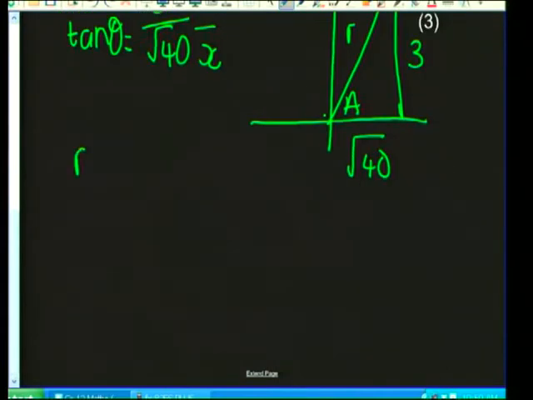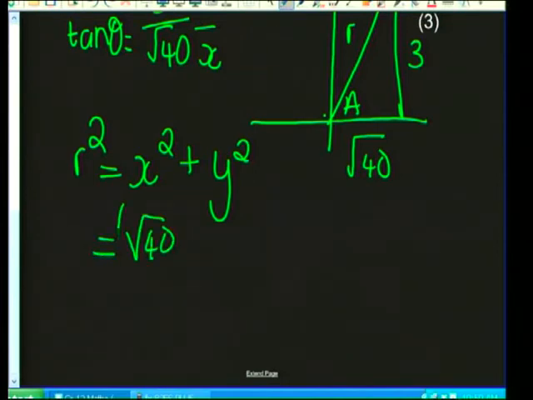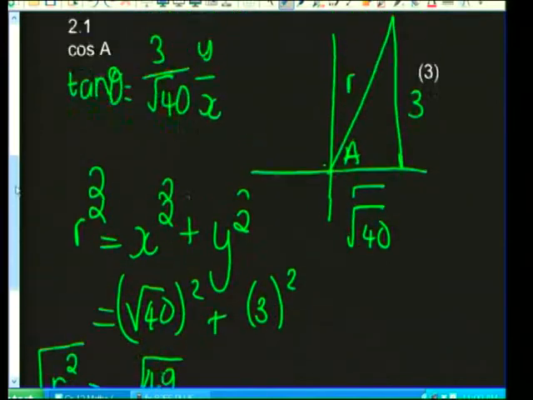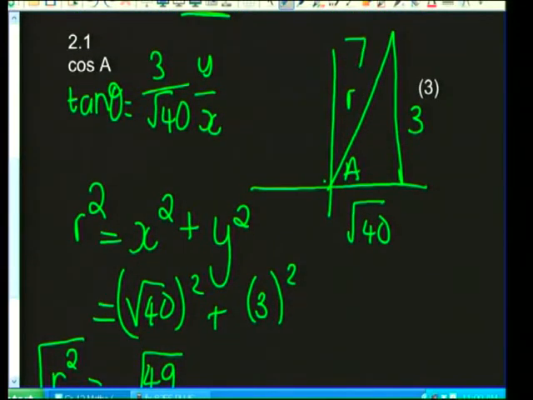Using Pythagoras, remember r squared is equal to x squared plus y squared. Now we substitute all our values. Square root 40 squared plus 3 squared gives you 49. Remember, you have to square root both sides. Don't leave it as r squared. And your r is always positive. So just going back up here, your r is then 7.